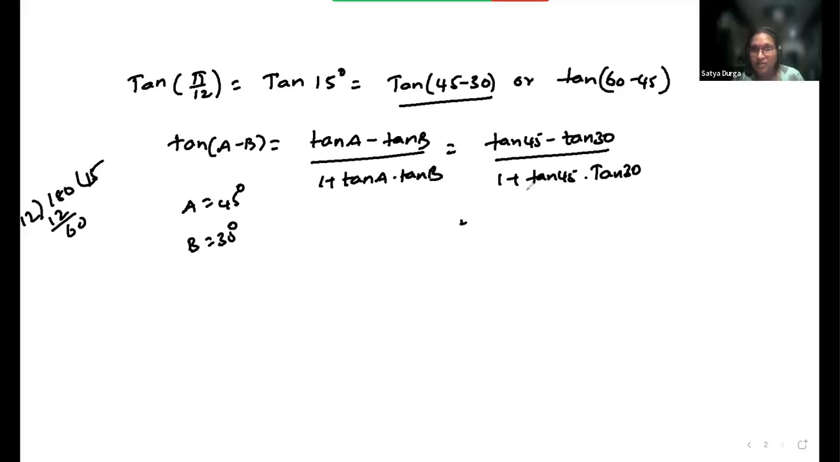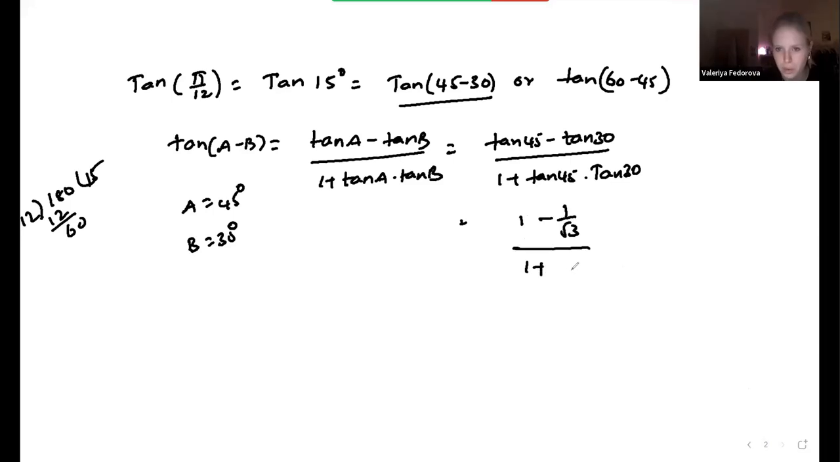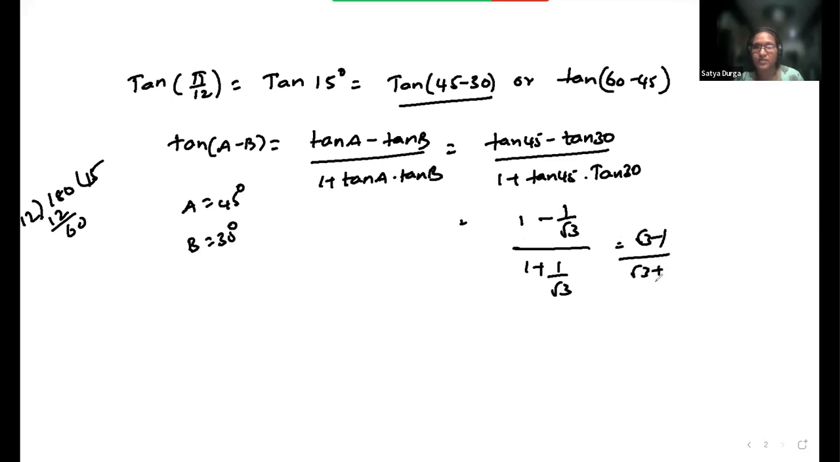Now, what is tan 45? 1. It would be 1 minus 1 over square root of 3 by 1 plus 1 over root 3. That means what you will get? Root 3 minus 1 by root 3 plus 1.